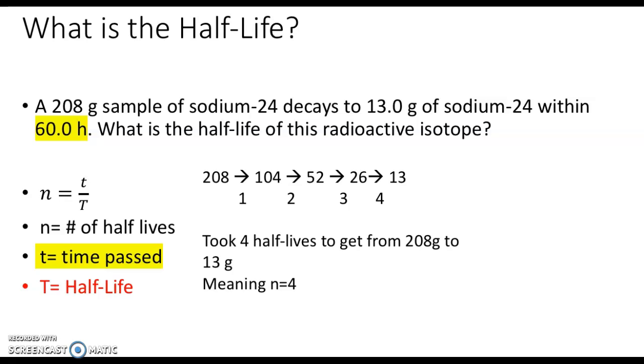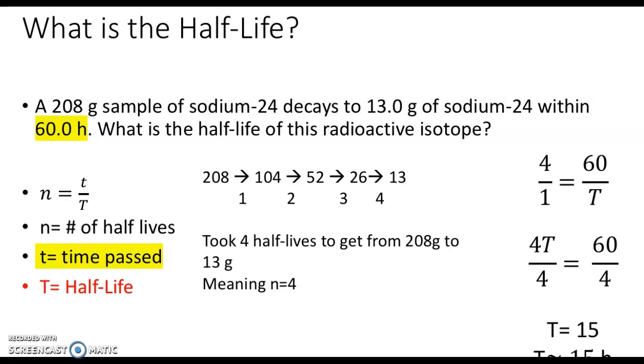52 to 26 is 3 half-lives. 26 to 13 is 4 half-lives. So it took me 4 half-lives to get from 208 to 13 grams, meaning my n value equals 4. So now I have my n value and my little t. I'm going to go ahead and take that information and plug it into the formula. So my n value equals 4. My little t equals 60, but I don't know what my big T is. So I'm going to put my big T as the variable that I'm looking for.